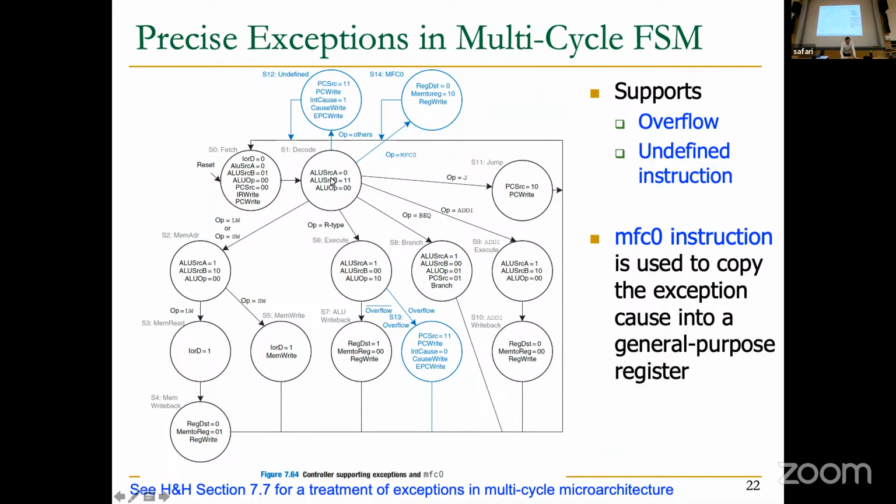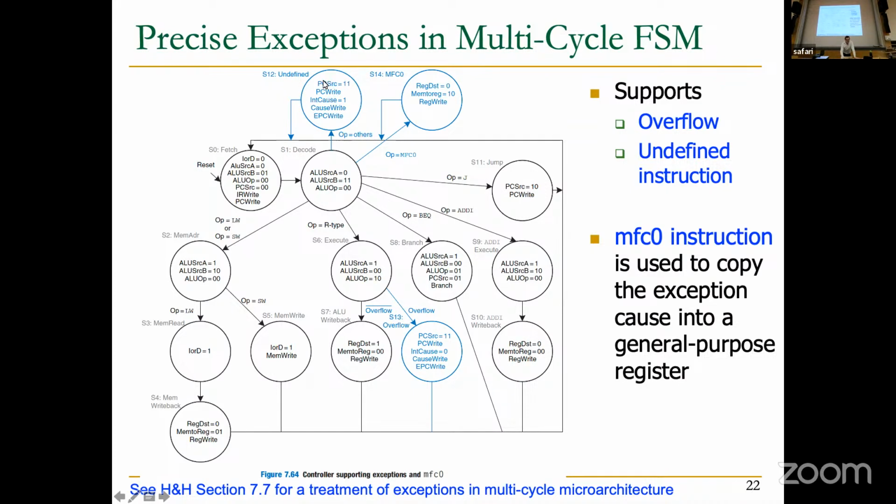Now let's take a look at the undefined instruction. So this is the fetch state. If you remember, you go into the decode state, and then there are some control signals clearly. If the opcode is others, meaning it's not defined, it's not any of those things that you're supporting, then you go into a special state. The state 12 is called undefined.